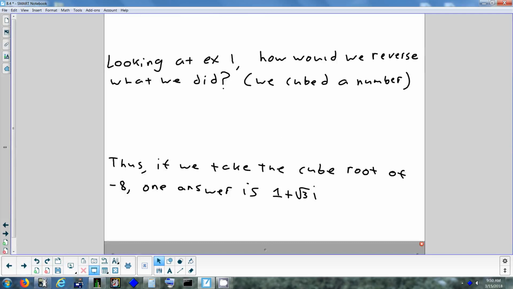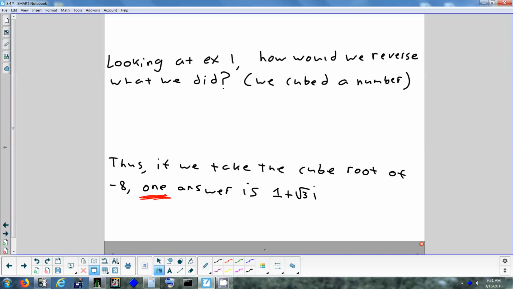So roots are going to be the last thing we take a look at. One thing to know about roots is you always get multiple answers. How many answers do you get? Depends on the root you take. If you take a square root, you get 2. Cube root, you get 3. So 1 plus root 3i is only one of the cube roots of negative 8. Another one is easy, negative 2. That's also a cube root of negative 8. And the conjugate. Okay, so you always get as many answers as the root you're taking.